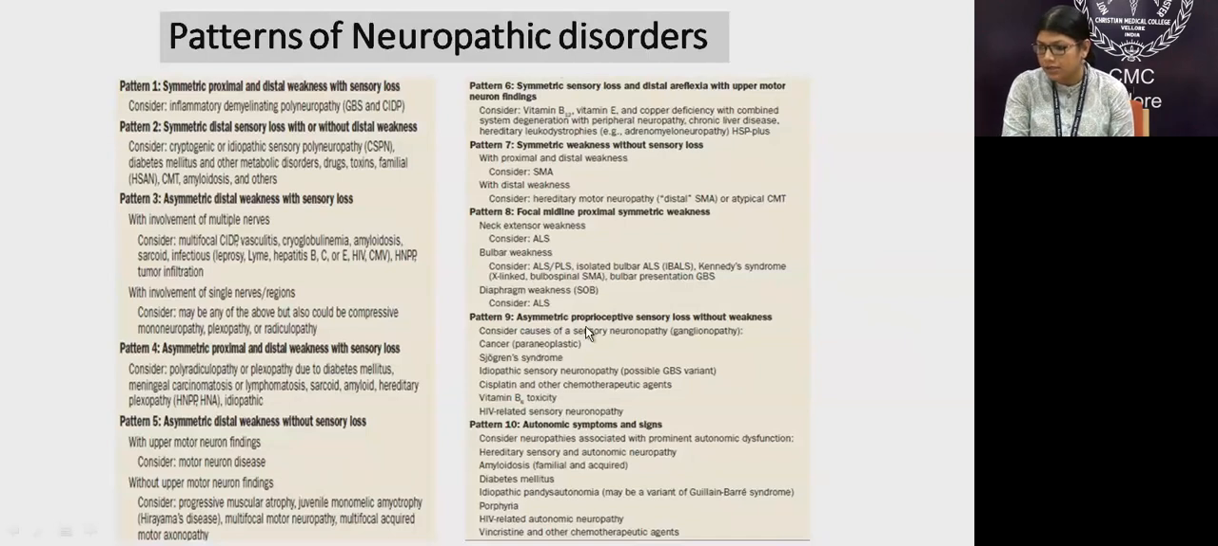Ninth pattern, asymmetric proprioceptive sensory loss without weakness, that is specifically for neuronopathy or dorsal ganglionopathy. The classical disorder described is Sjogren's syndrome, where they present with severe sensory ataxia because of the large fiber and dorsal root ganglion involvement. And the 10th pattern is the autonomic symptoms and signs. That is a pure autonomic neuropathy, which can be seen in HSAN, amyloidosis, or pandysautonomia, which could be a variant of GBS.